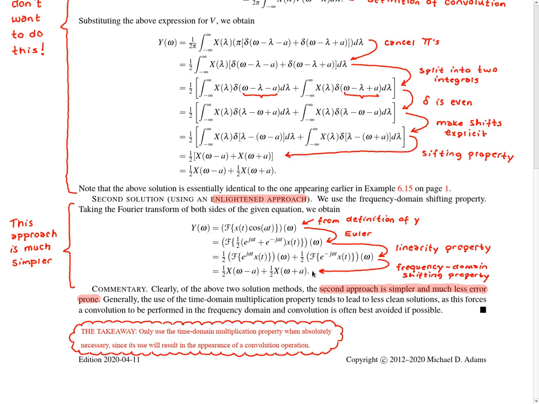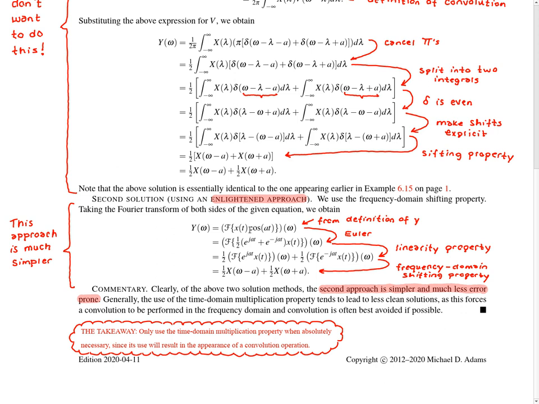With this said, let's examine the solution in more detail. So to begin the solution, we take the Fourier transform of the equation that we're given in the original problem statement, which gives us this particular line here. And then what we need to do next is simplify this Fourier transform, the Fourier transform of x of t times cos of at.